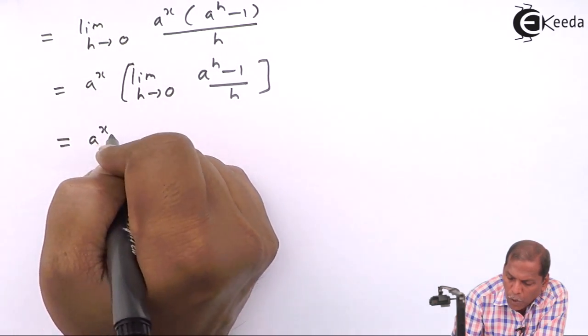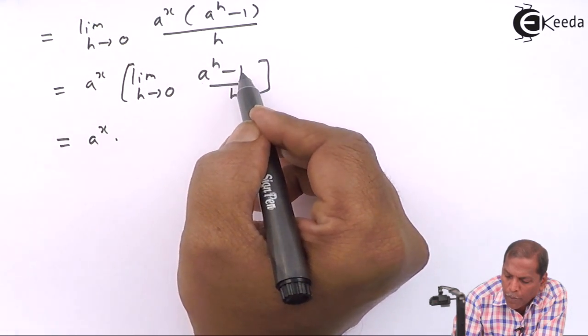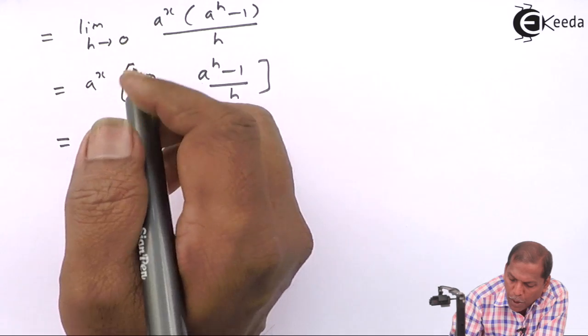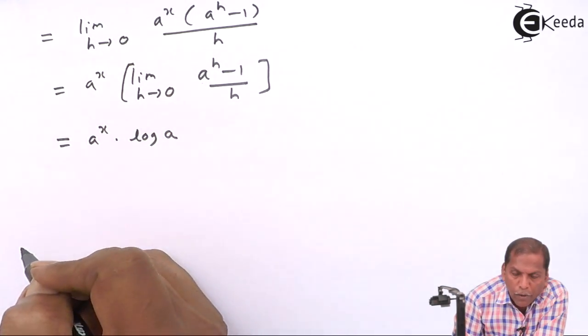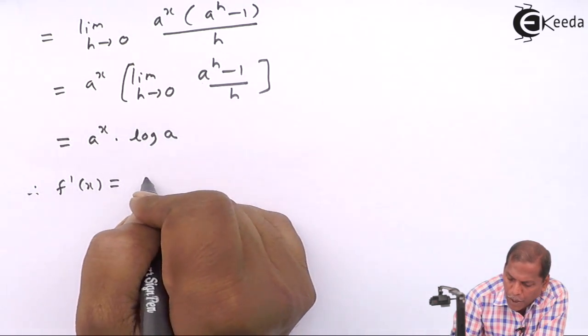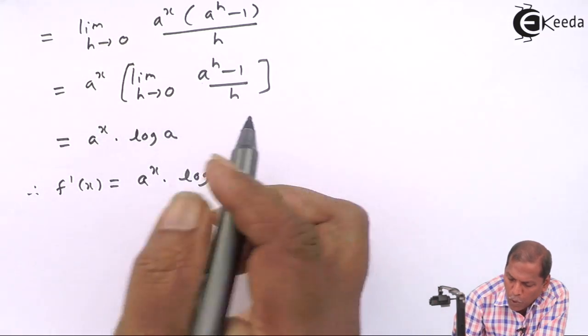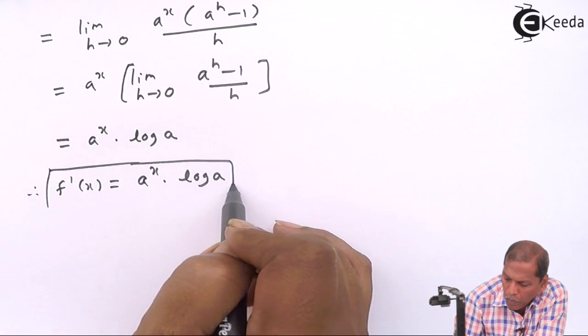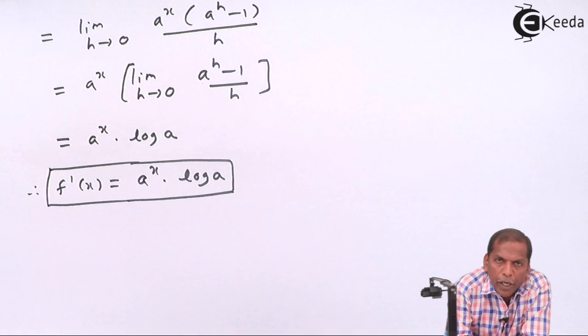Is equal to, now a raised x into limit h tends to 0, a raised h minus 1 upon h. So by using limit formula, this gives answer log a. So therefore f dash x is equal to a raised x into log a. So in this way we proved derivative of a raised x as a raised x into log a. Thank you.